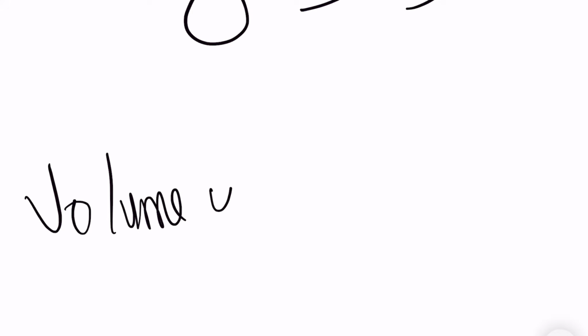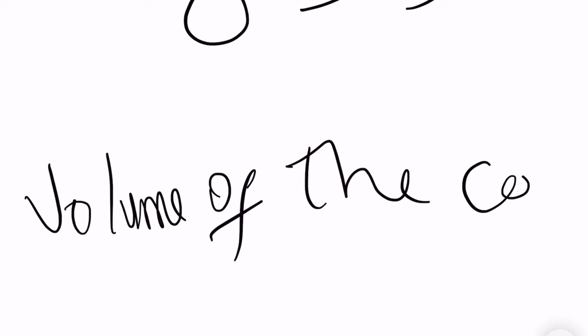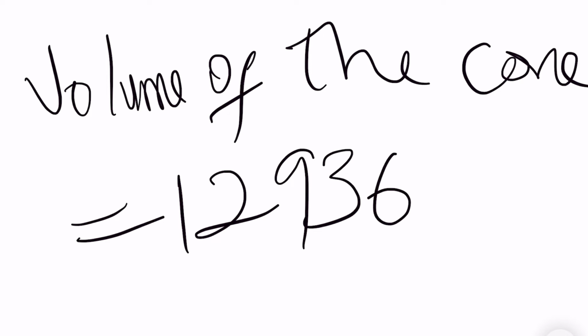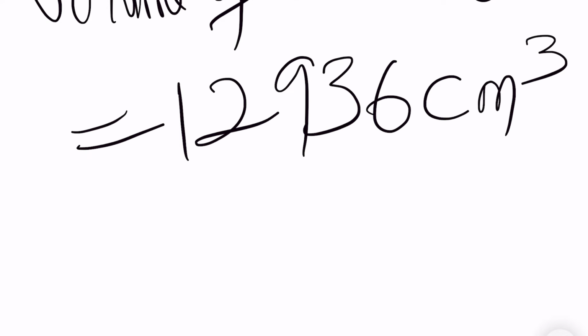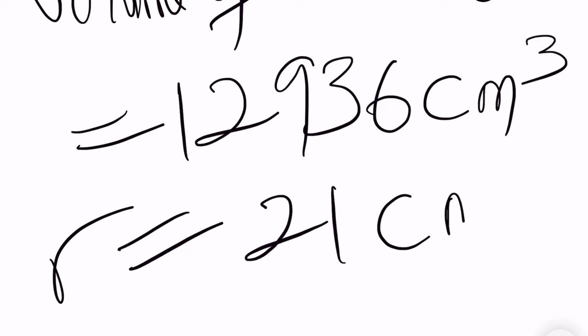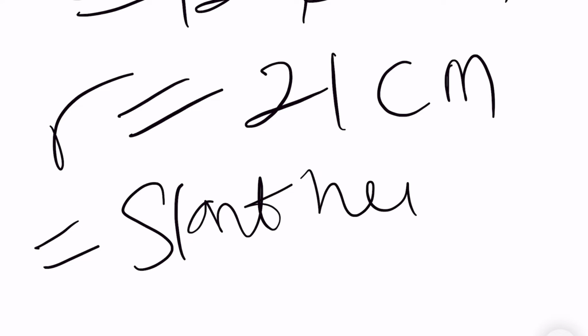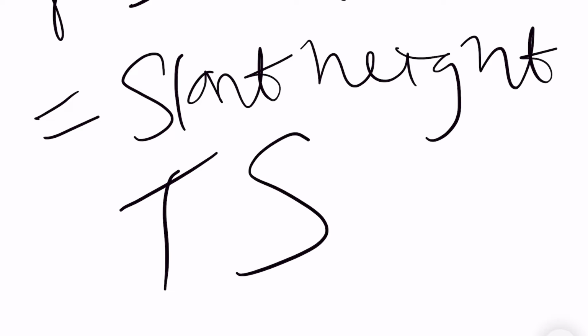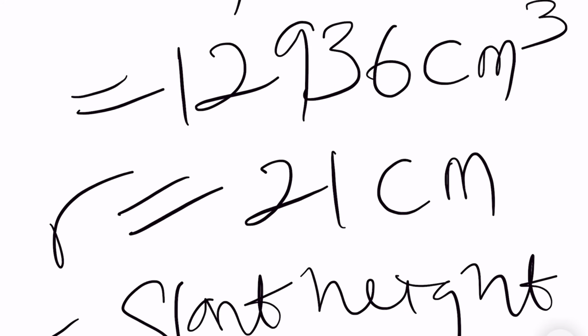So we have the volume of the cone to be 12936 centimeter cube. We have the radius of the base to be 21 centimeter. Find the total surface area. So we have to look for the slant height and the total surface area.